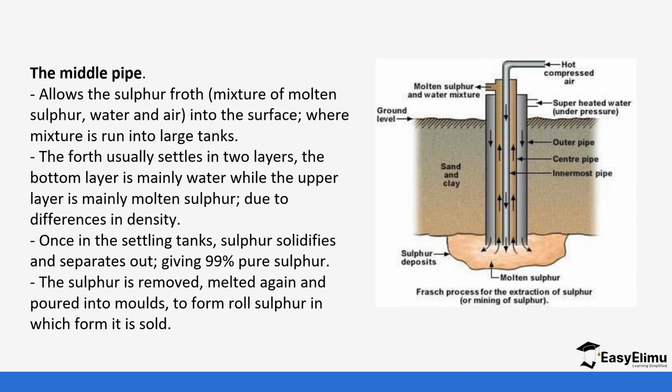Just to recap, in the outermost pipe, we add superheated water at 170 degrees Celsius that is also under a pressure of 10 atmospheres. The pressure is to help the water to remain in liquid state. And then in the innermost pipe, hot air is blown. This hot air is compressed to 15 atmospheres, and it reacts with the sulfur and water to form sulfur froth, which is a mixture of sulfur, air, and water, which pushes this mixture into the middle pipe, and it is collected on the top.